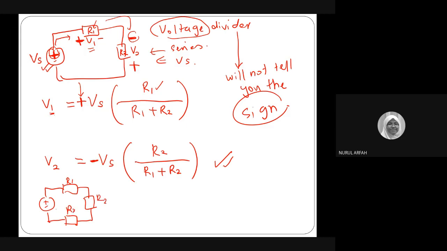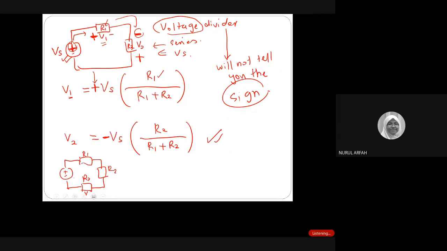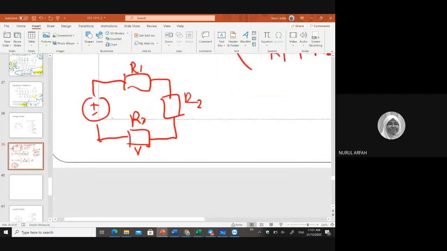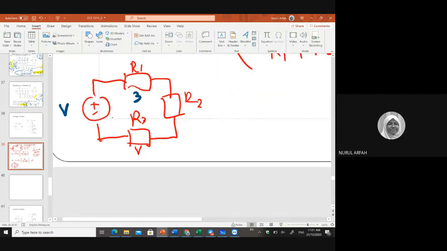And there's a voltage drop across here, which is V3. Okay, V3 here. This is Vs.